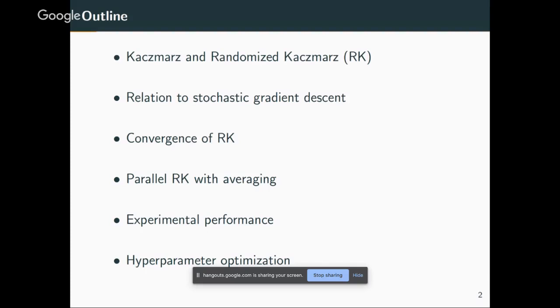So today I'll talk about the Kaczmarz method and the randomized version of it. I'll talk about how this method relates to stochastic gradient descent, which is a popular method for stochastic optimization in settings such as machine learning. I'll talk about a basic convergence analysis of random Kaczmarz, and this analysis is similar to the analysis that we use in the parallel averaged version as well. And then I'll talk about the parallel method that we've been working with, show some experimental performance for that parallel version, and talk a bit about hyperparameter choices involved with the method.